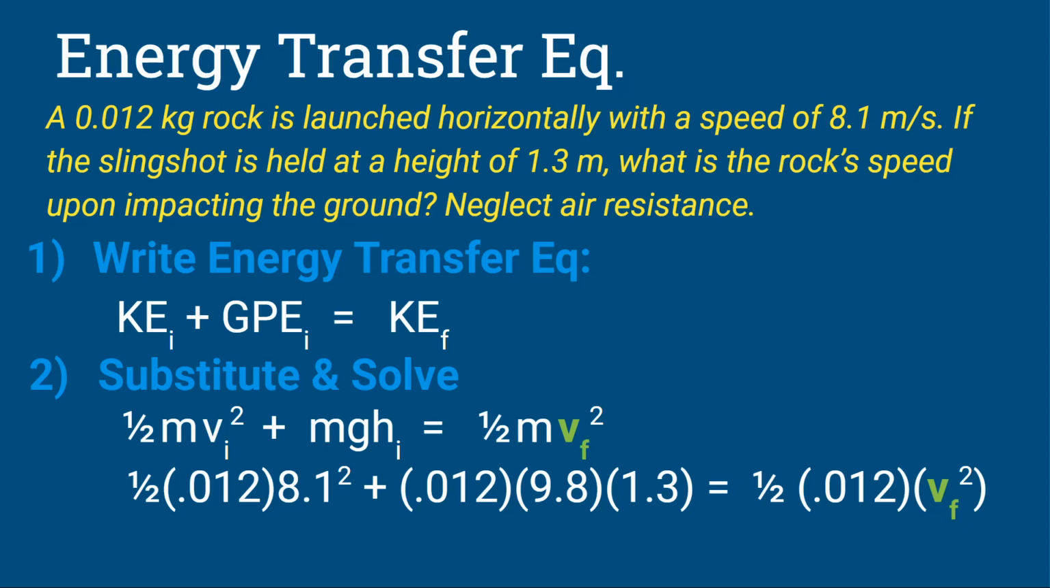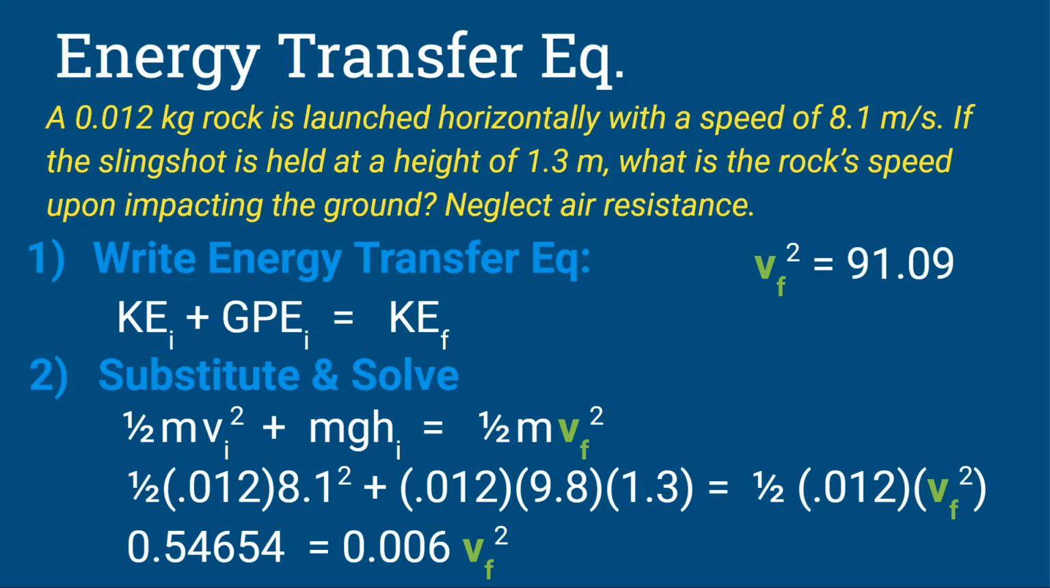Okay, if you can solve that entire left-hand side of the equation, when you do that, you get 0.54654 equals, and then I have half of that 0.012 is 0.006 VF squared. So from here, you divide both sides by 0.006, and you get that VF squared is 91.09, and then we just take the square root. So the final velocity of my rock upon impacting the ground when it has no more height, that's how fast it would be moving, 9.54 meters per second.